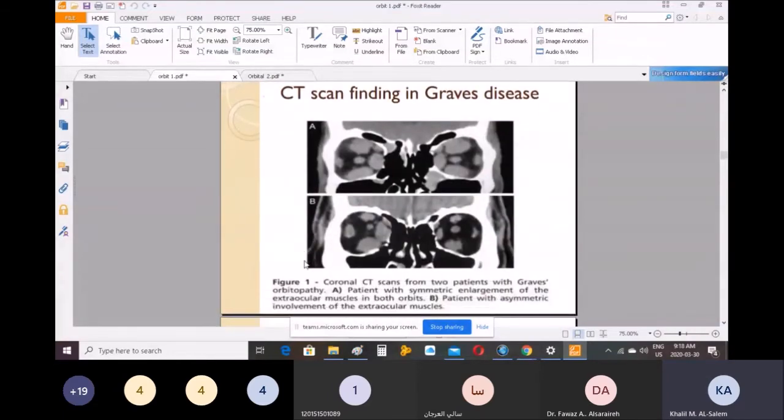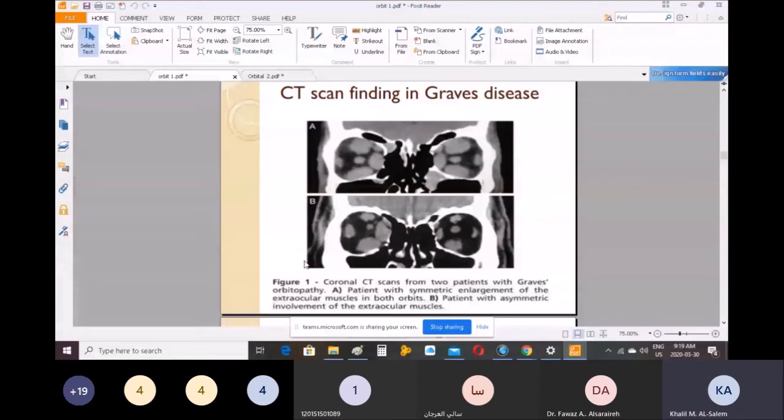Now, what is the most important piece of diagnosis? What we usually do is a CT scan. CT scan is a good investigation for orbital cavities. It also shows the muscle fairly well. However, we always, after that, ask for an MRI if we think that things are not quite clear for us.